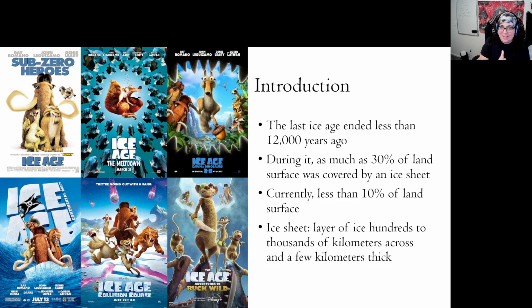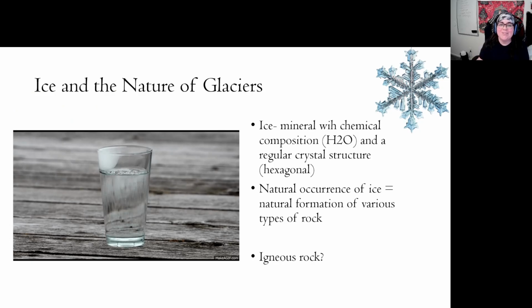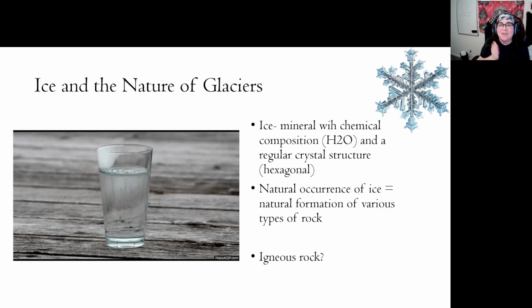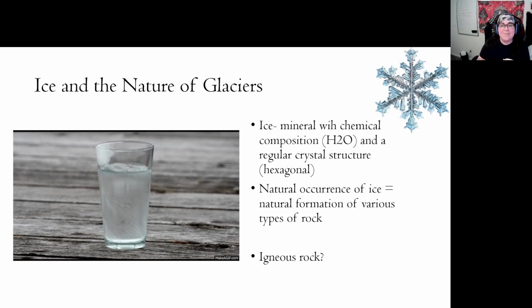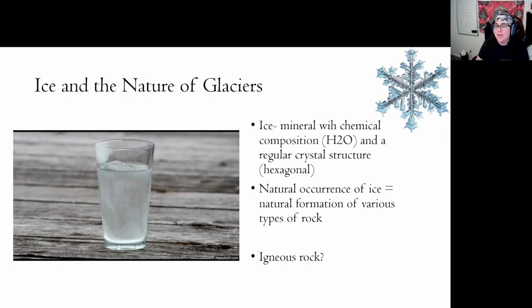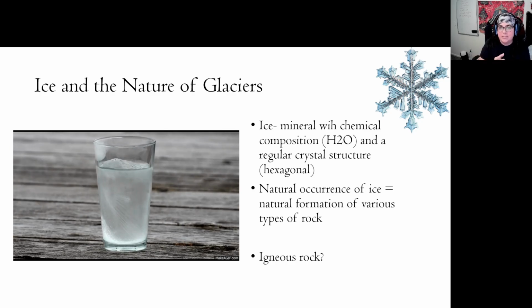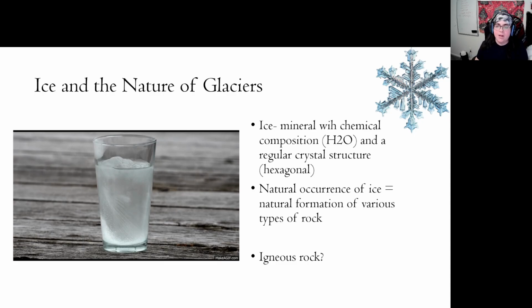Ice sheet, as we'll be talking about for the rest of this video, is a layer of ice that is hundreds to thousands of kilometers across and a few kilometers thick. So, now we're going to talk about ice. Ice, like we've mentioned earlier in this class, is a mineral with a chemical composition of H2O, and it also has a regular crystal structure, which is hexagonal, like the snowflakes that we see here.